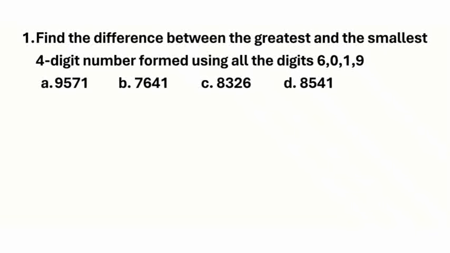Today I am here with some mathematics questions which they are going to ask you in the entrance exam for 5th standard, for 6th standard. And the question is, find the difference between the greatest and the smallest 4-digit number formed using all the digits. The digits are 6, 0, 1 and 9. So firstly, we are going to form the greatest number and the smallest number.